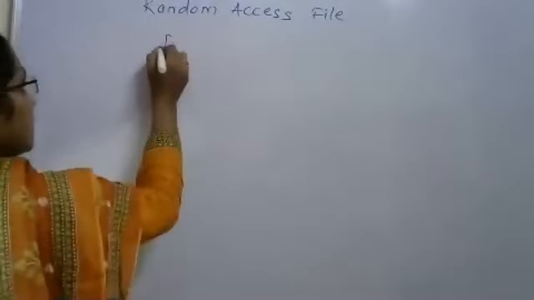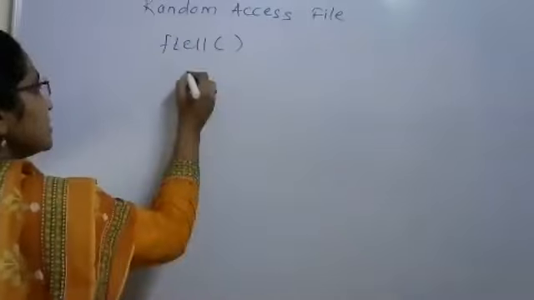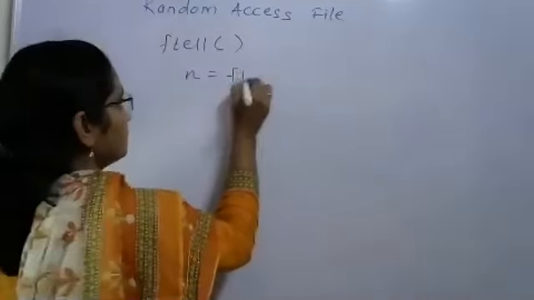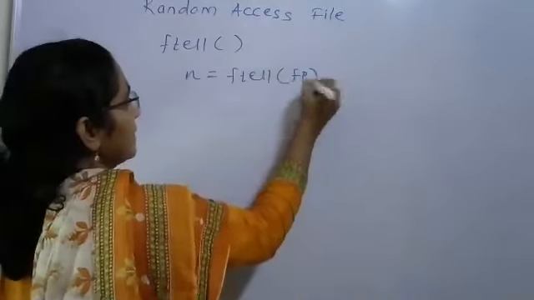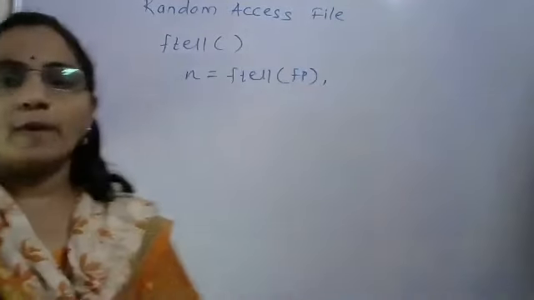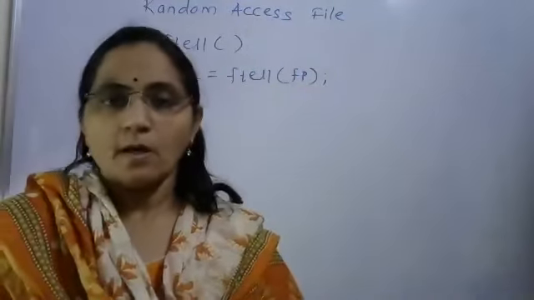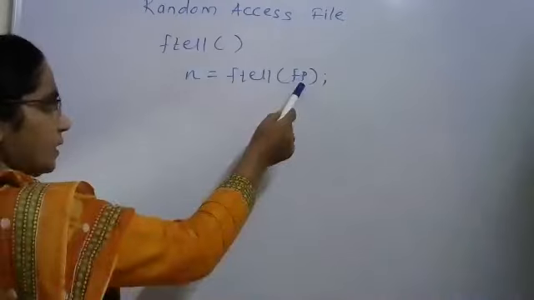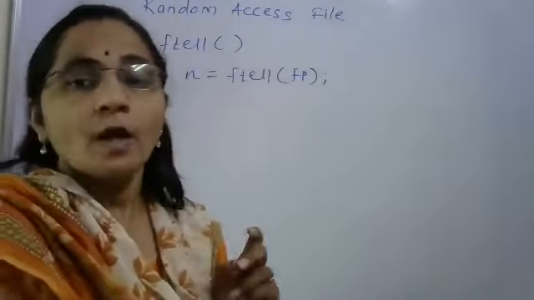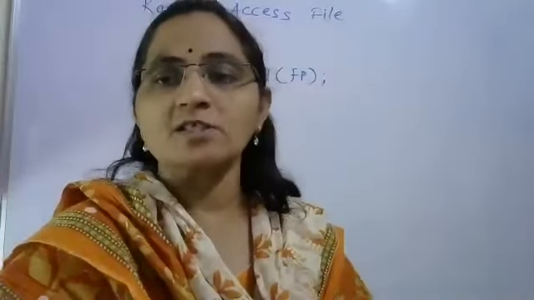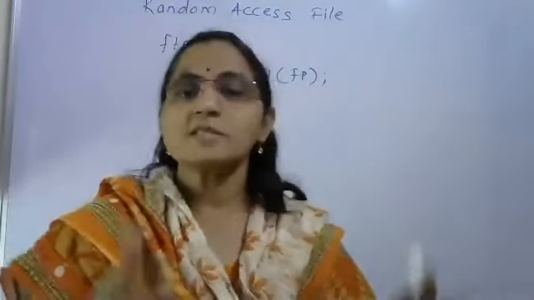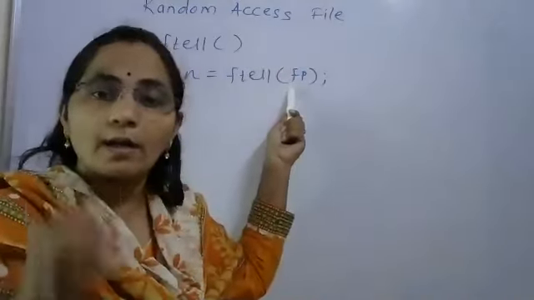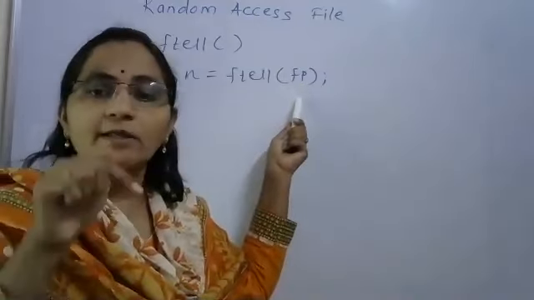The first function is the ftell function, and the general syntax of ftell is n equal to ftell(fp). So what is fp? All of you very well know that fp means the file pointer. As we are learning the concept of file handling, it requires the file pointer. So fp is a file pointer. What is n? n is an integer variable. And what is the role of the ftell function? Ftell tells the current position of the file pointer, where the pointer stays.